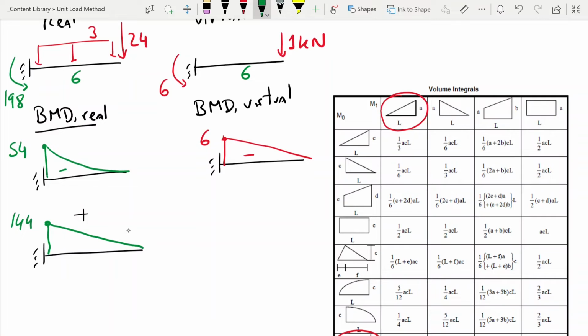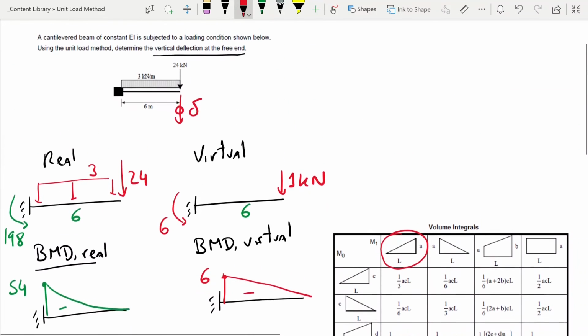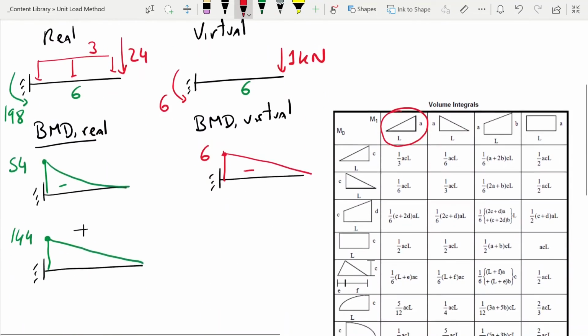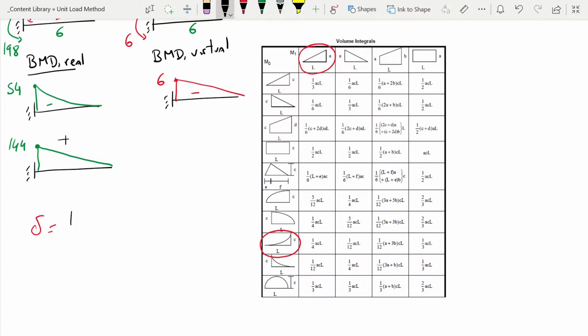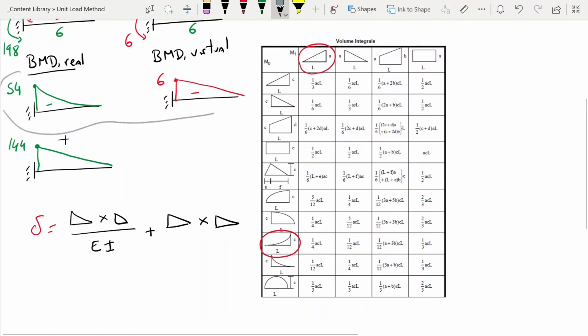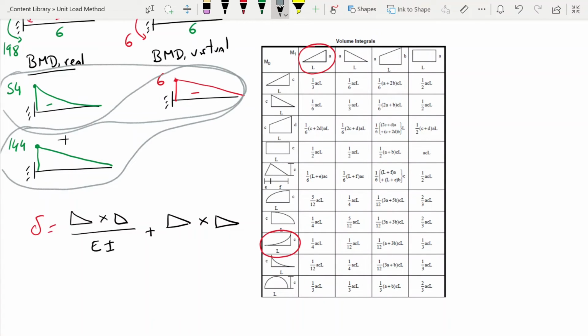So now, if we're interested in finding out this displacement delta and using the table to do this correctly, we're going to say that delta is going to be the parabola that we see times the triangle divided by EI, but now we add the other triangle times this triangle. So we're going to do this one first, and then this one second. Okay? And only in this case are we going to get the right answer. So let's divide this by EI as well.